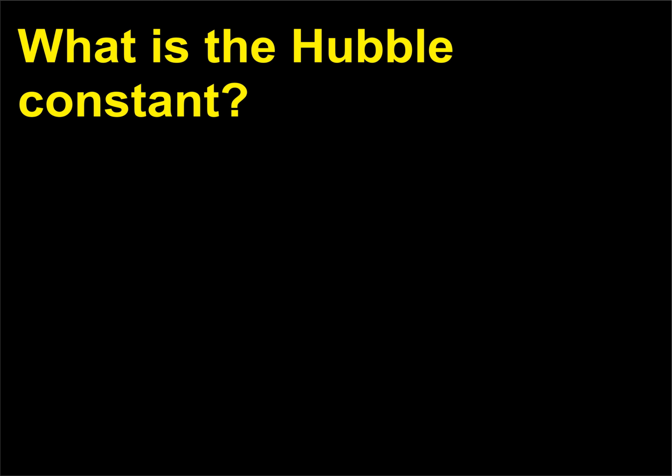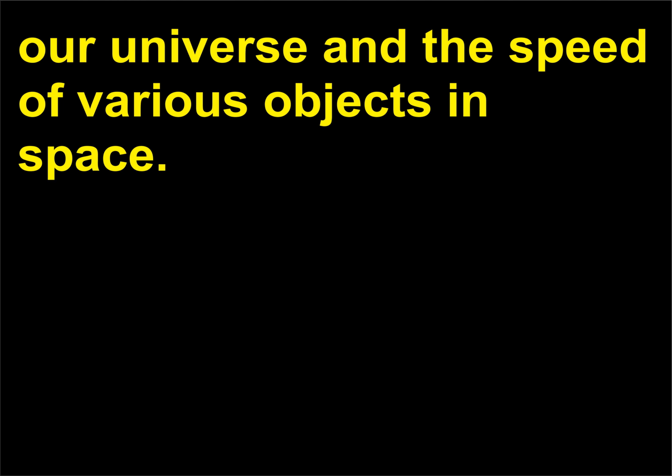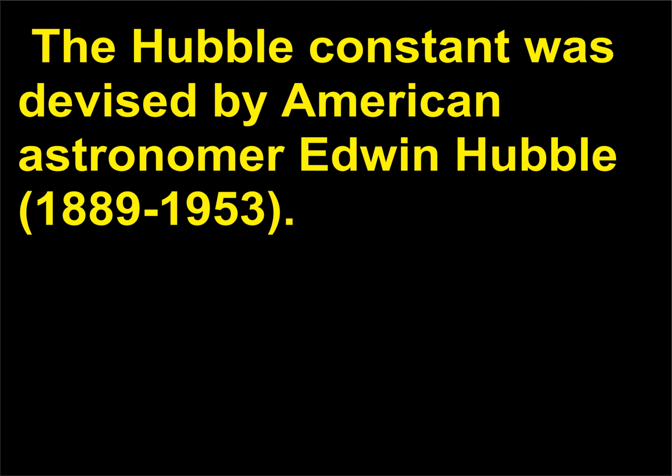What is the Hubble constant? Astronomers have always been interested in the age of our universe and the speed of various objects in space. The Hubble constant was devised by American astronomer Edwin Hubble, 1889 to 1953.